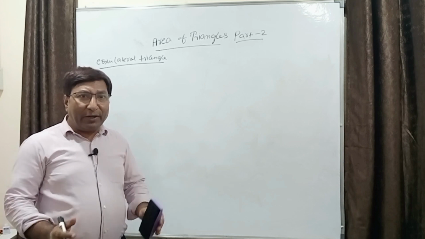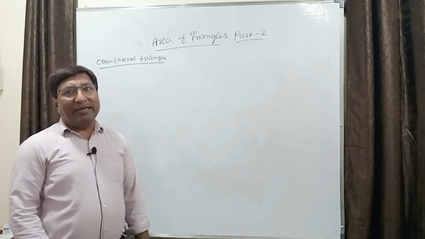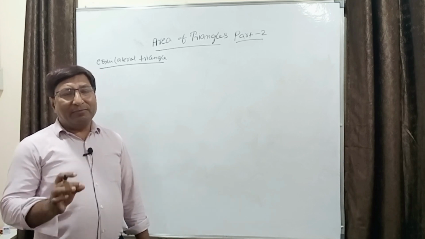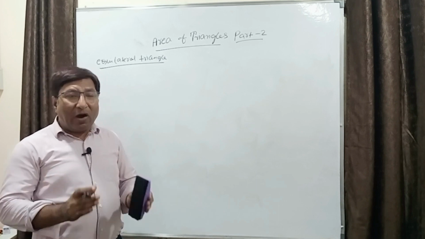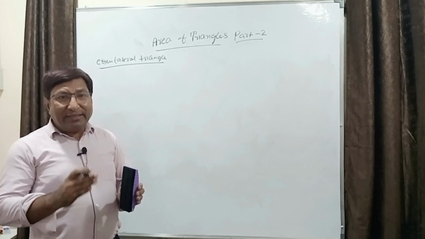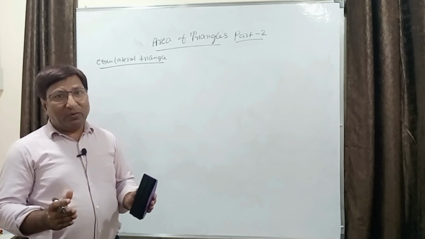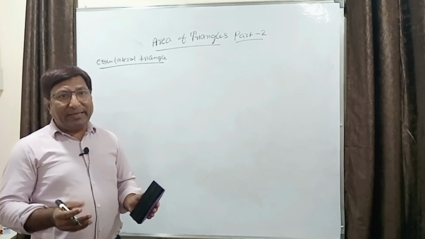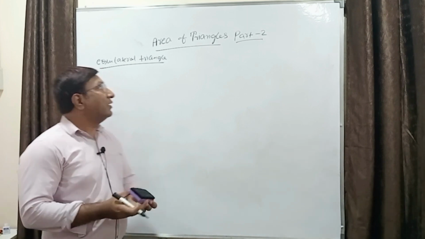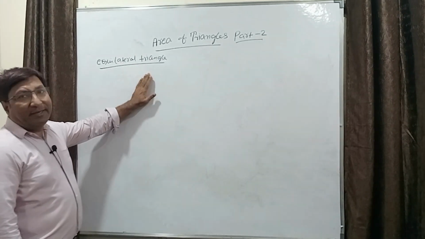Today I am going to start a very important topic, that is area of triangle part 2. In area of triangle part 1 we have done how to find the area of a right triangle. So the formula and questions we have done. Now today we are going to explain the equilateral triangle. Let us see, so in part 2, equilateral triangle.